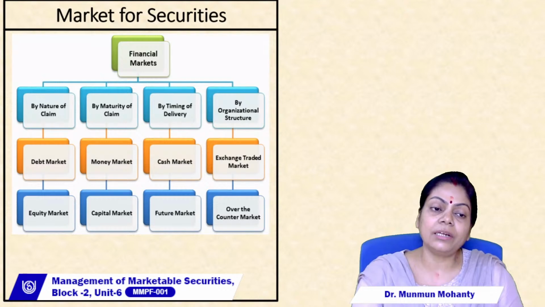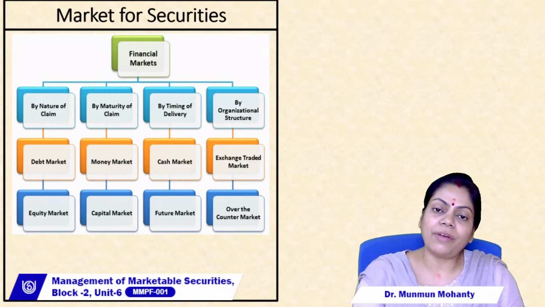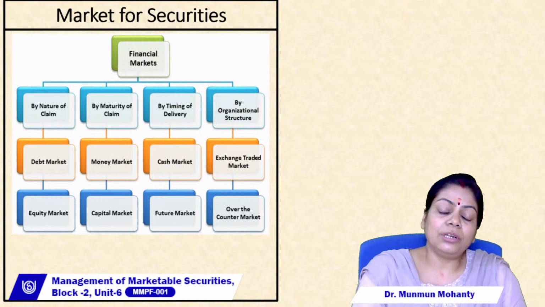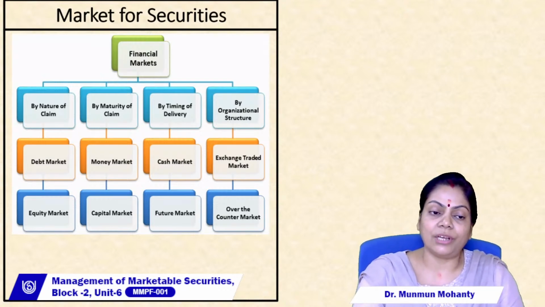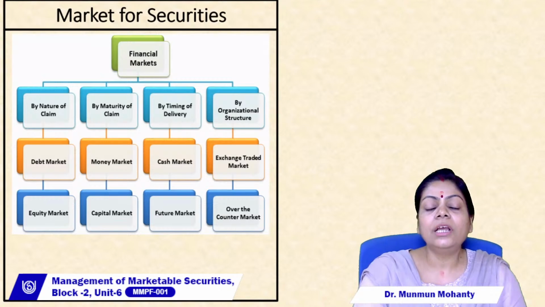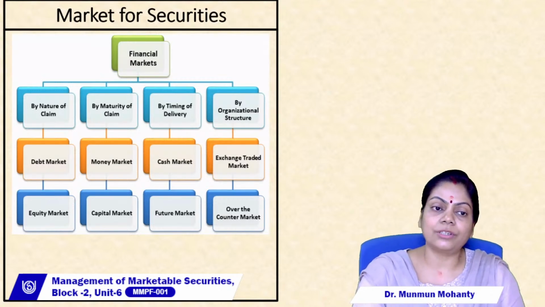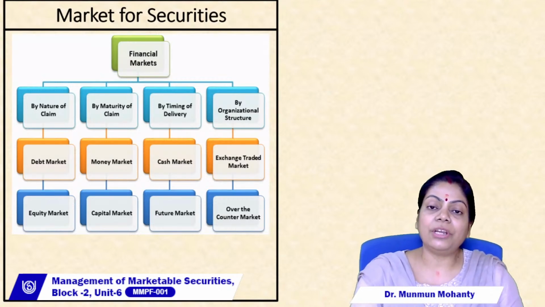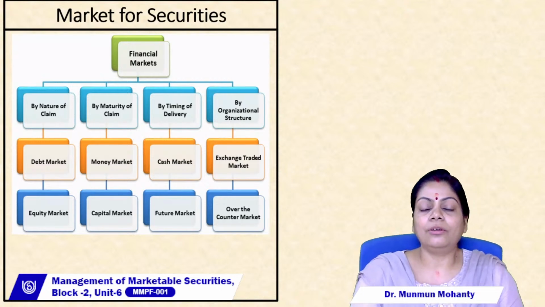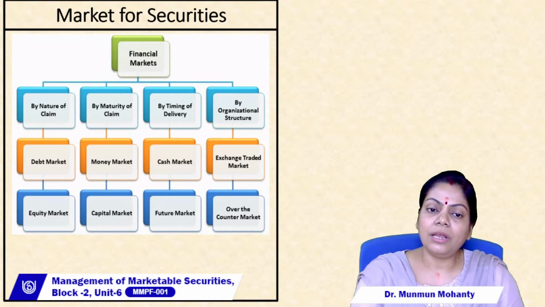Now, looking at the market for the securities, if we talk about the overall Indian financial market, you can categorize it under various headings on various bases of categorization. Here, I have presented four bases of categorization. The first basis is the nature of claim, then the maturity of claim, then the timing of delivery, and the various kinds of structure.